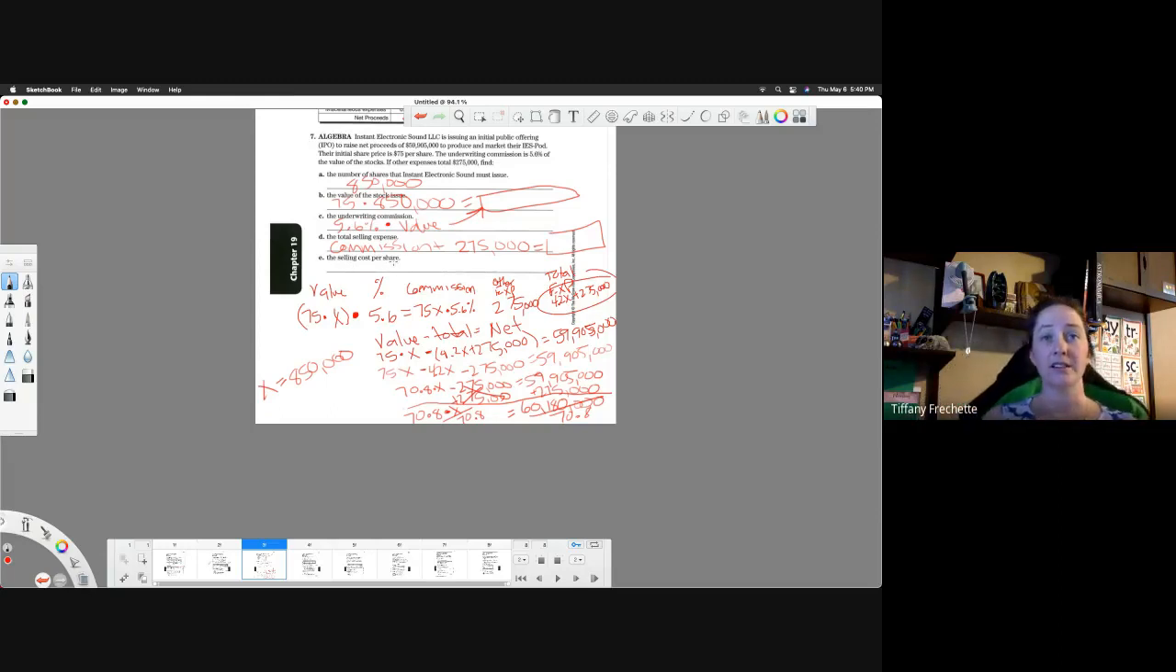And then the selling cost per share, I need my total that I just did in part D, and I'm going to divide that by the number that I've issued, which was 850,000. That's how many we decided to issue. That will tell me my cost per share.